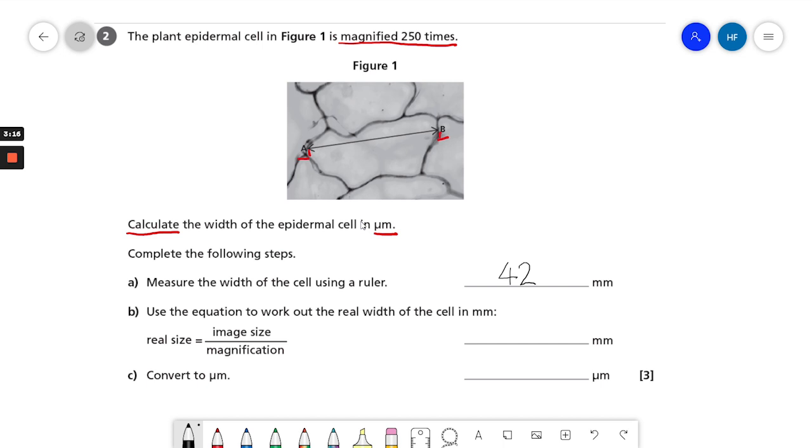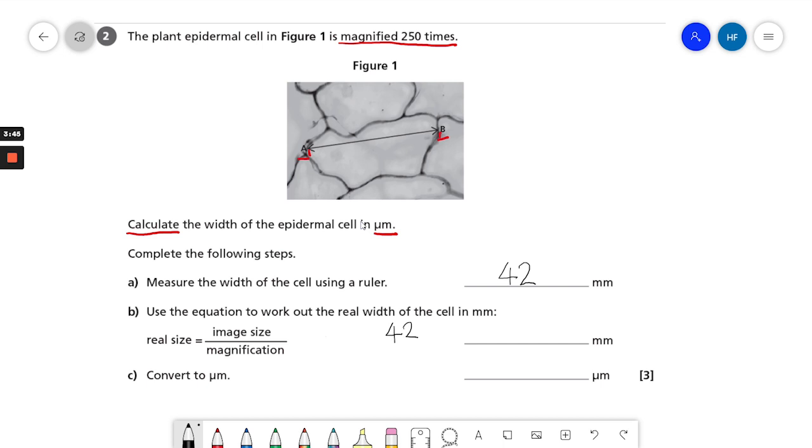Okay, on to part B. Use the equation to work out the real width of the cell in millimeters. Okay, so what we're going to need to do here is do a bit of substitution. So we're given the equation, and so we know this bit here of the equation is asking us for the image size. So we've just measured that, haven't we? So I'm just going to write it over here. We know the image size is 42.